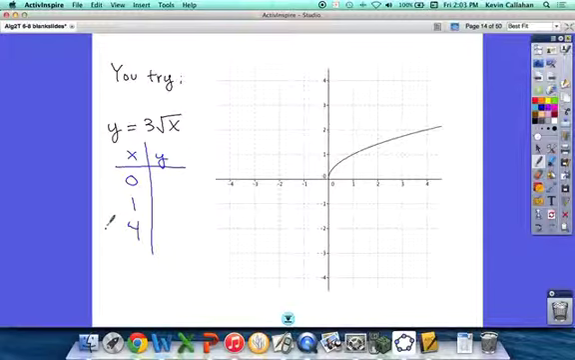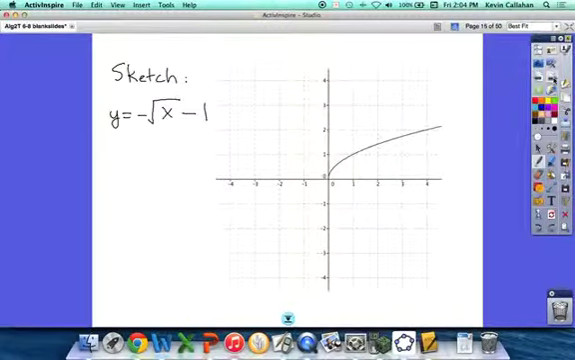What did you get for y values? 0. When x equals 1, what does y equal? 3. And then when x equals 4, square root of 4 is 2. 3 times 2 is 6. Right, so those would be your values. 0, 0, 1, 3, 4, 6, somewhere up there. Connect them with a smooth, continuous line. Easy stuff. So far, so good.